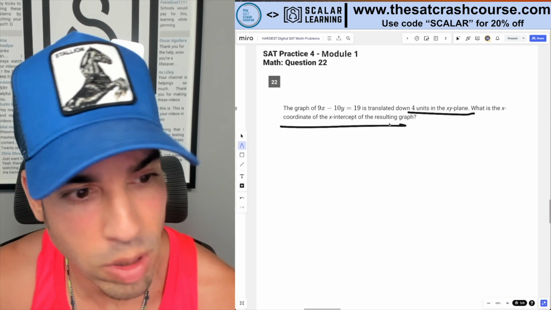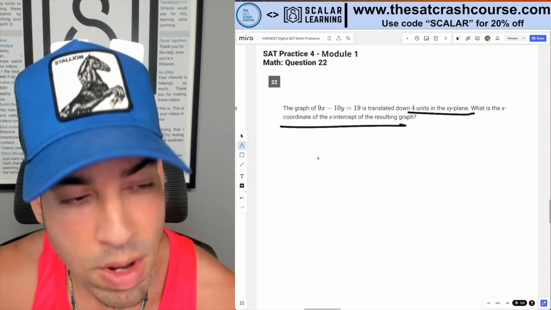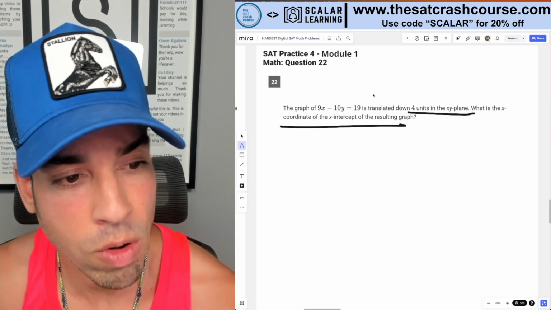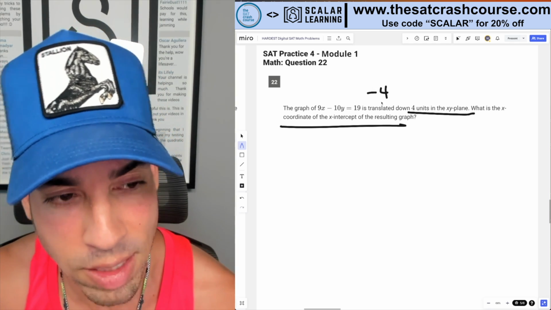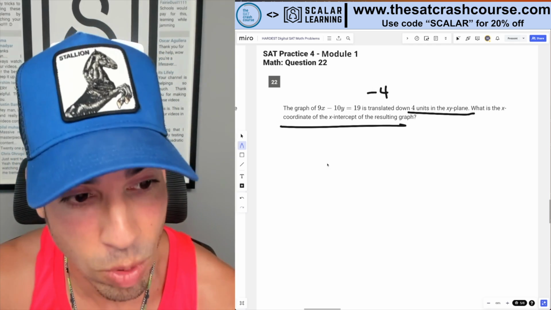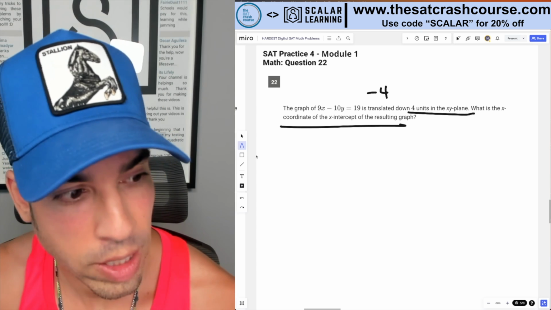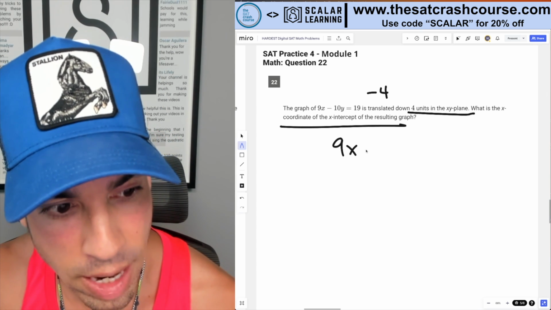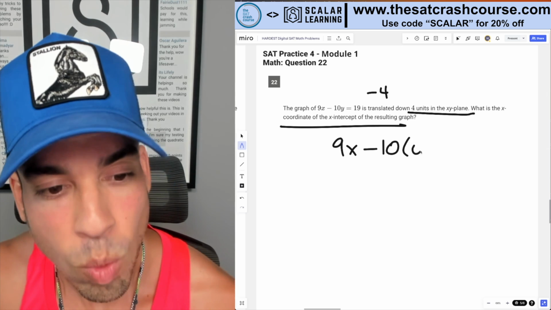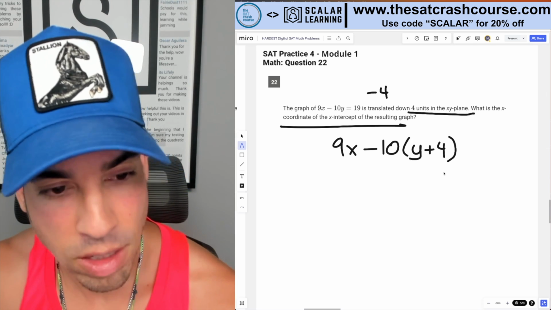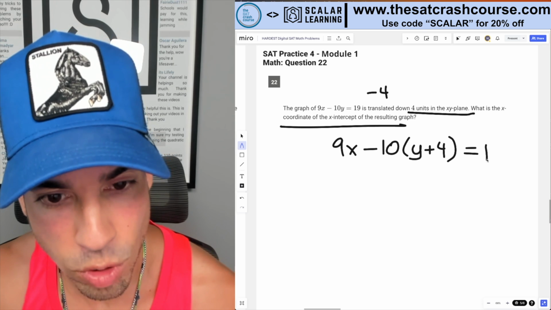The graph here is translated 4 units down in the xy plane. What is the x-coordinate of the x-intercept of the resulting graph? So I want to show you how to tackle this appropriately. You might just be like, oh, I just minus 4 from the right-hand side, but that's not how you're going to tackle this one. If we're talking about 4 units down, what you're going to actually have to do is say 9x minus 10 times y plus 4. Okay, so it's opposite. This means it's going to move down by 4, and this is equal to 19.